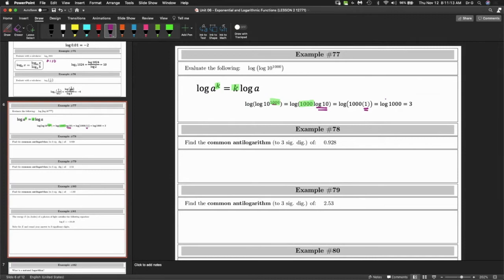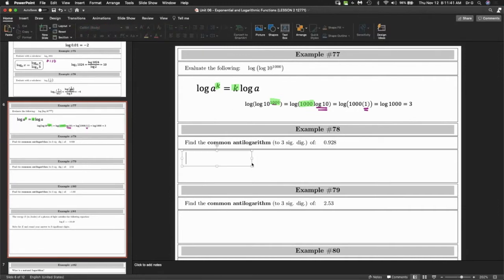So that's part 1 of 4 of the mechanical features of the calculator that you need to know how to use. So now we're going to talk about the common anti-logarithm. So the common anti-logarithm is the opposite or the inverse of log base 10. So anti-logarithm is an exponential, and common means base 10. Let's write that down, okay? So common, base 10. Anti-logarithm means exponential.